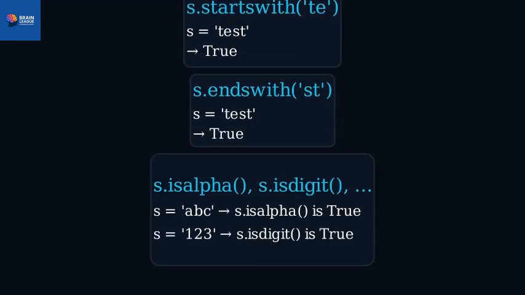Formatting lets you combine variables and text neatly. The three main styles are f-strings, the format method, and %formatting.